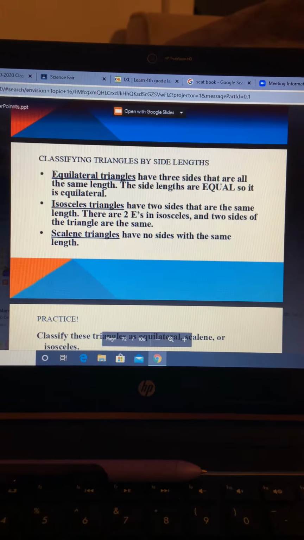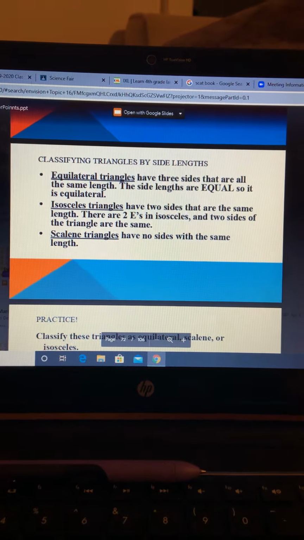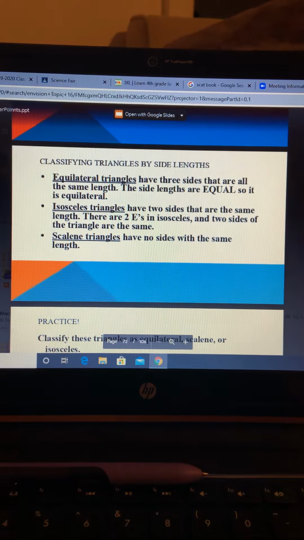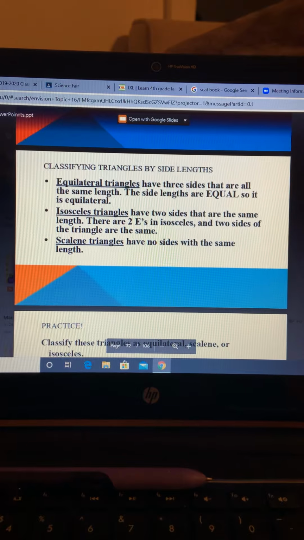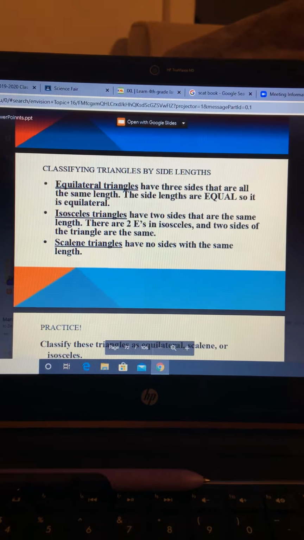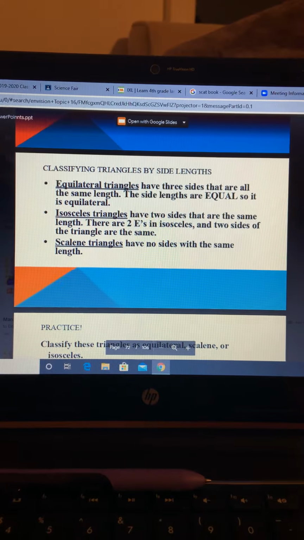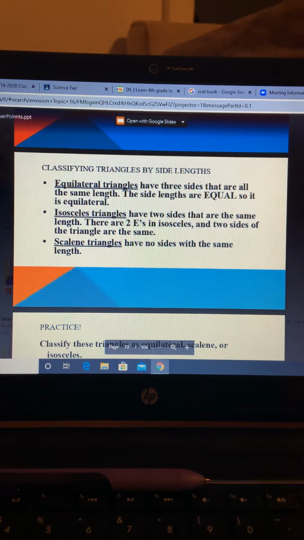There are two E's in isosceles, and the two sides of the triangle are the same. That's a little helpful hint to remember isosceles. Scalene triangles have no sides with the same length.